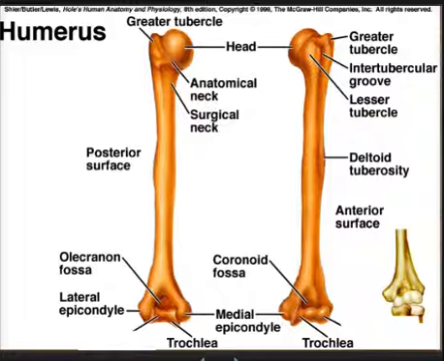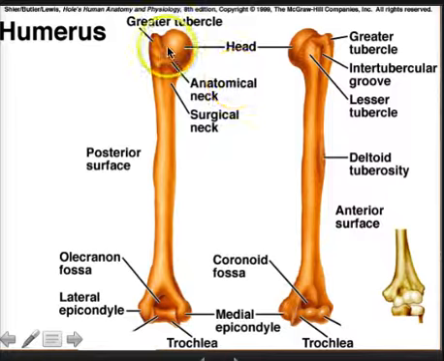The glenoid fossa of the scapula and the head of the humerus will articulate with one another, so the scapula will lead into the humerus. You can see we have two views of the humerus. Here's the posterior surface, and this is the anterior surface. You can see after the head we have a greater tubercle and a lesser tubercle with an intertubercular groove. The greater and lesser tubercles are attachment sites for muscle.